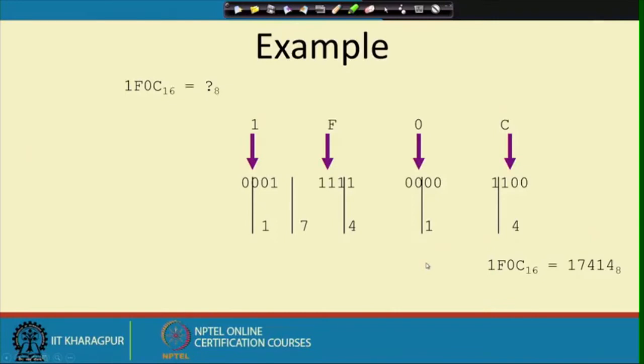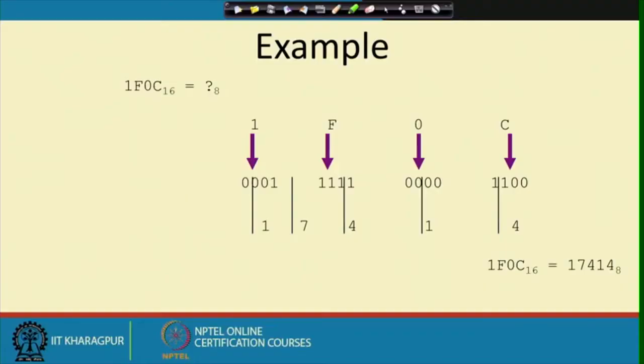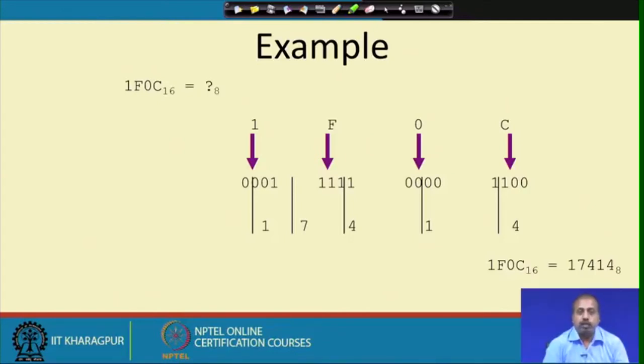So, this way we can convert very easily between the octal and hexadecimal number systems using the binary number system as the intermediary. Otherwise, we have to convert to decimal, by multiplying by powers of 16 and then from that decimal number to octal by dividing by powers of 8, if we are trying for hexadecimal to octal conversion.